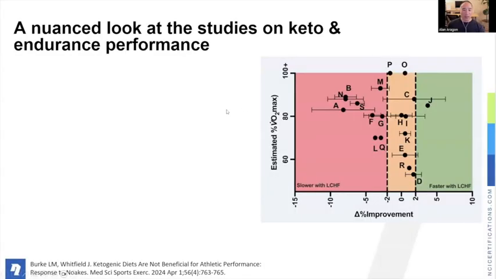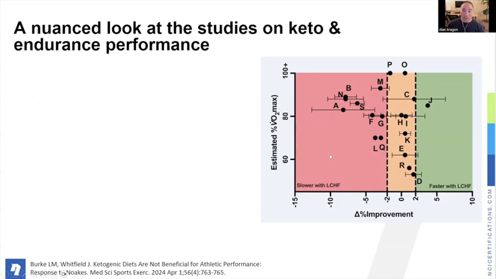Welcome to Lesson 5. Here we'll take a nuanced look at the research on ketogenic diets and athletic performance. Here's an interesting way that Burke and Whitfield presented the data, and each of these dots represents a study that compared a ketogenic diet with a high carb, low fat, typical control diet. And they compared these effects on athletic performance, specifically endurance performance.